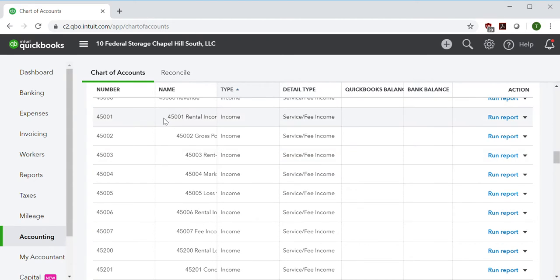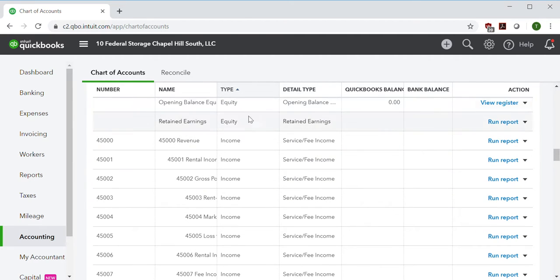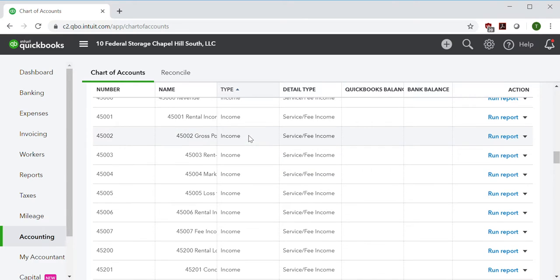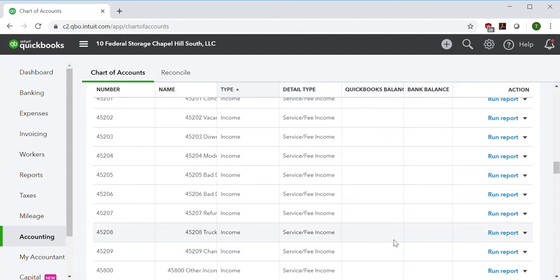Then you get into your expenses, or excuse me, your income. And these are all of your income accounts that you'll be using when we do the GPR report, which at the end of the month, we will go through that too. So that's a whole other report, whole other entry.